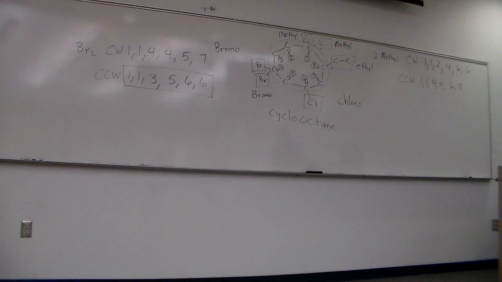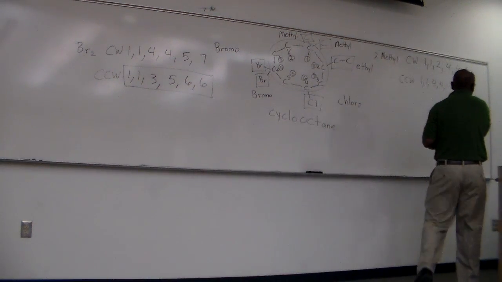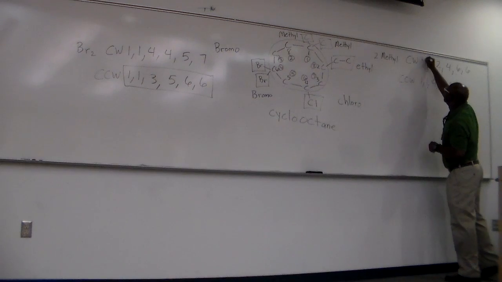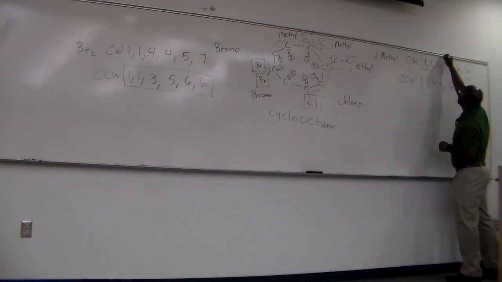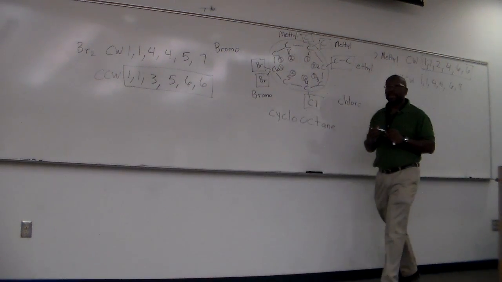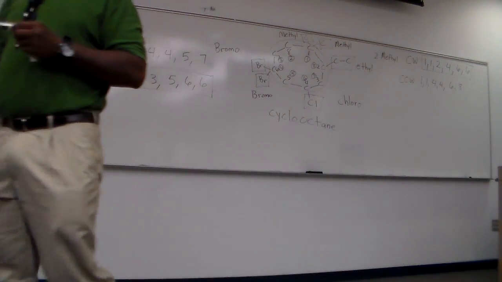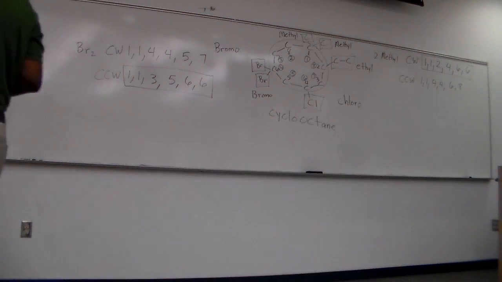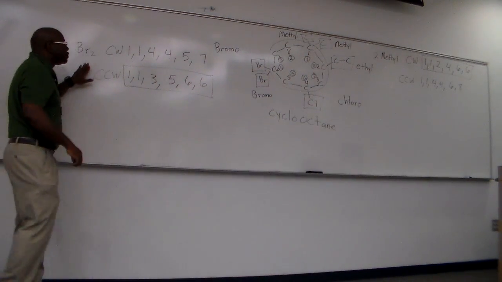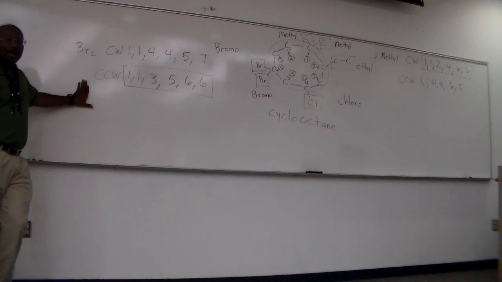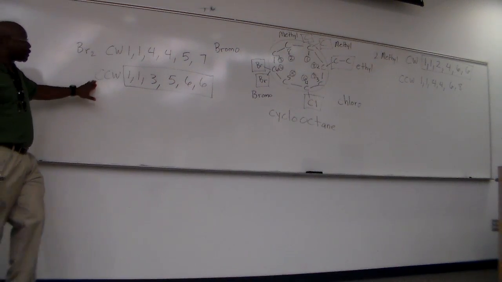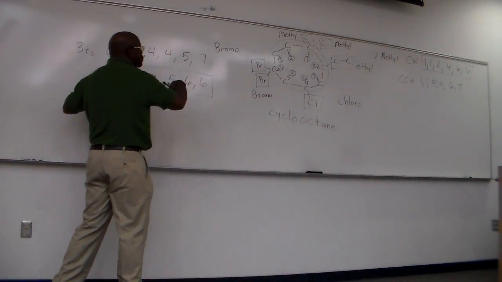Now for the methyl group, which one is my lowest number combination? Lowest number combination is 1, 1, 2, 4, 6, 6. This is my champion to represent the methyl group, the lowest combination for the two methyl groups. This is my lowest combination for my two BR groups. Now I have to compare between these two, which one is the lowest?